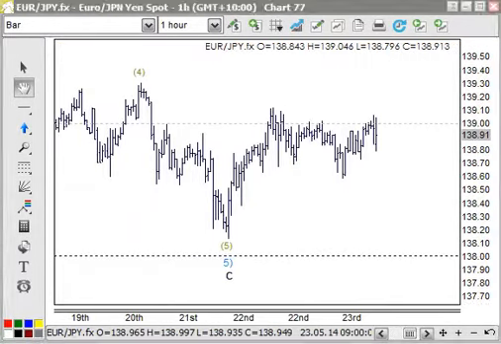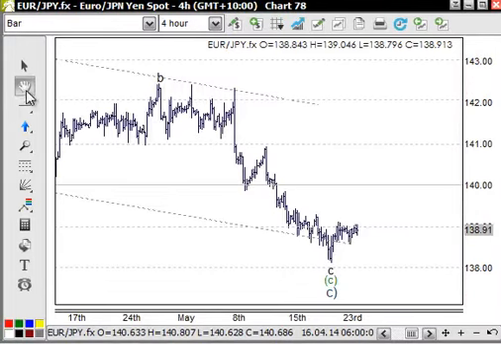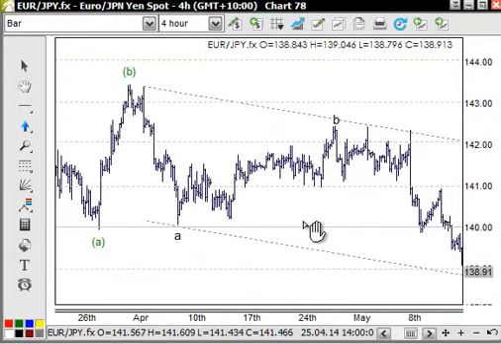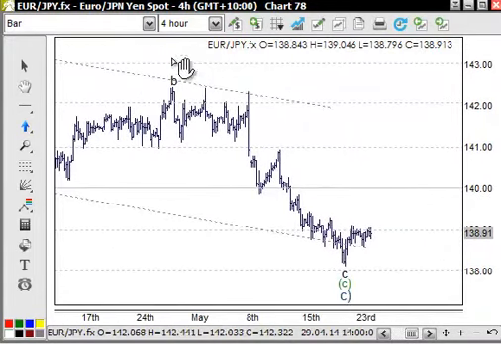Just go back to the bigger picture here, just bear with me. Right, so in the bigger picture here, we're looking for an A wave, a B wave, and then a C wave down. And if counted correctly, then this would be wave 1. Wave 2 is way over here, then the 3, the 4, and 5 waves down here for wave 5.